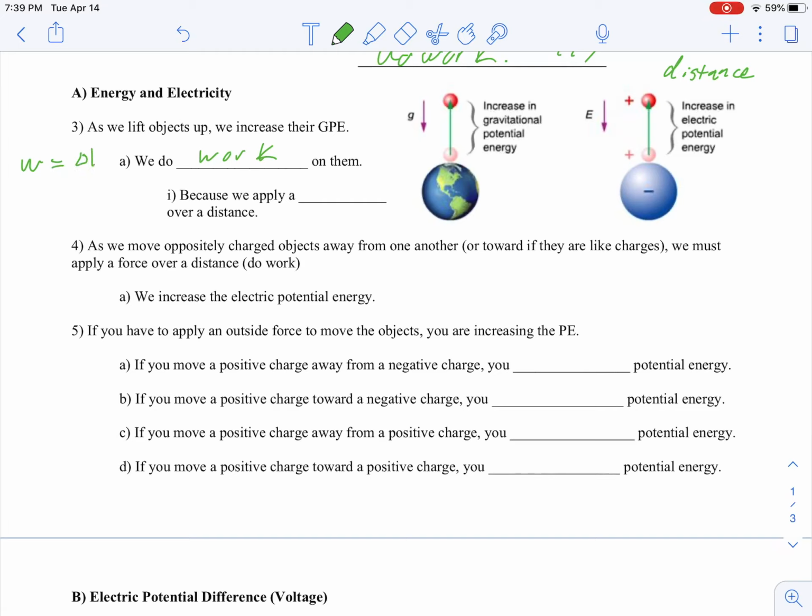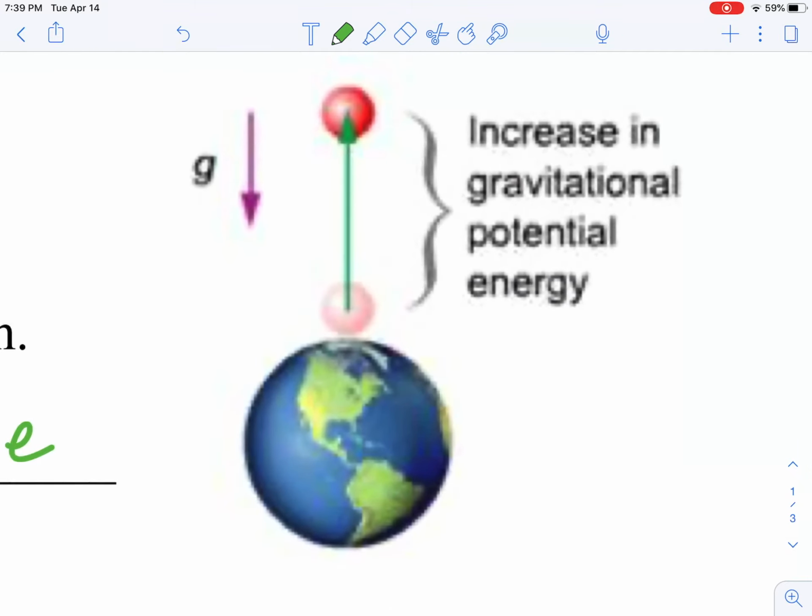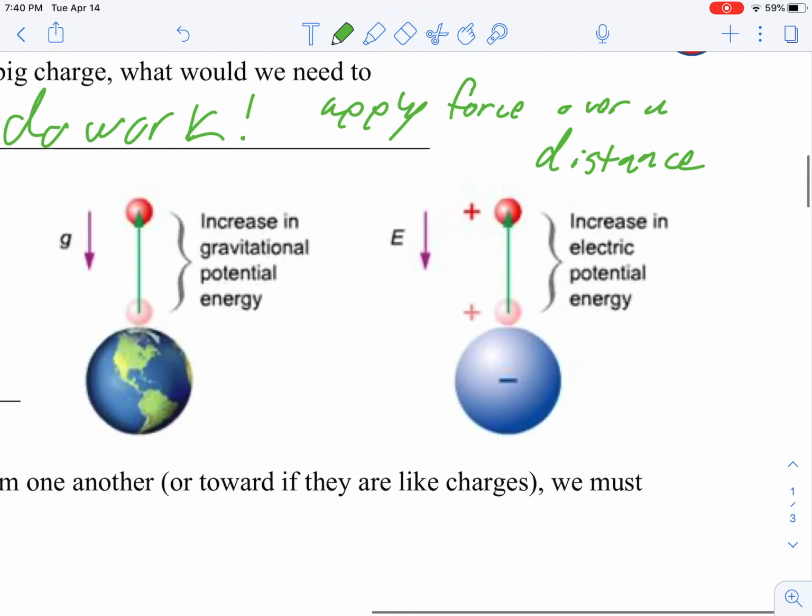Right? Remember, work equals change in energy. And we do work on them because we apply a force over a distance. All right, just check out the image here. In this image, we increase gravitational potential energy when we move an object away from Earth, right? If you pick something up, you increase its potential energy.